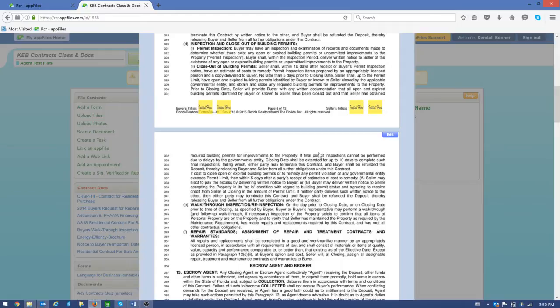If final permit inspections cannot be performed due to delays by the governmental entity, closing date shall be extended for up to 10 days to complete such final inspections, failing which either party may terminate the contract, and the buyer shall be refunded the deposit, thereby releasing the buyer and the seller from all further obligations under this contract.